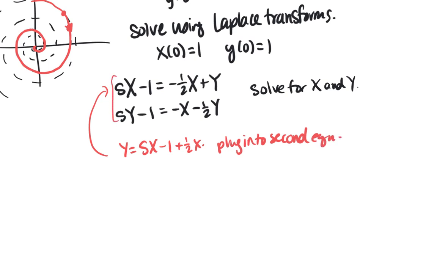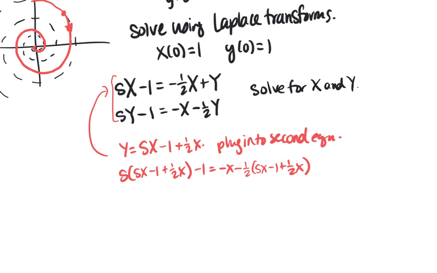Okay, and then that's going to give me s times (sx minus 1) plus 1/2 x minus 1 equals negative x minus 1/2 (sx minus 1) plus 1/2 x. Okay, so I plugged that into the second equation. Okay, so I'm going to solve for x now.